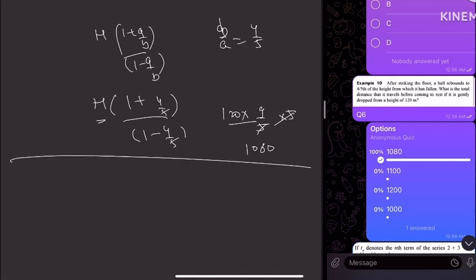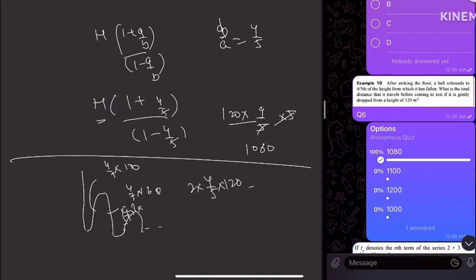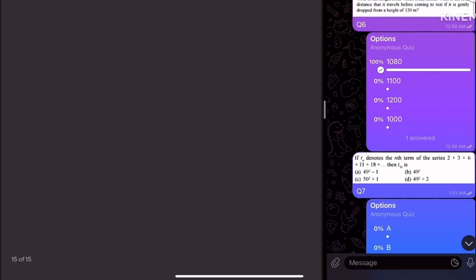Or another way of doing this is, if it falls from this side, then it will go like this. It will rebound. So this will be how much? 4 by 5 into 120, we know that it rebounds 4/5. Similarly, the next rebound will be how much? 4 by 5 square into 120. Similarly, it will go on. So first will be 4 by 5 into 120 into 2, then it will go on. So from here you have to form a GP, and you will get the exact same equation as done over here. Next one.